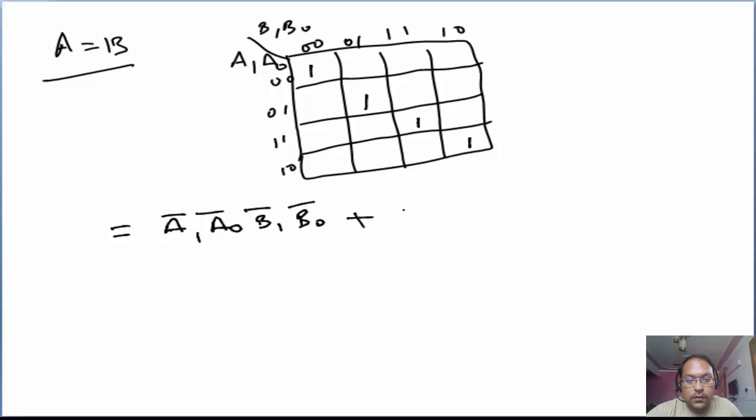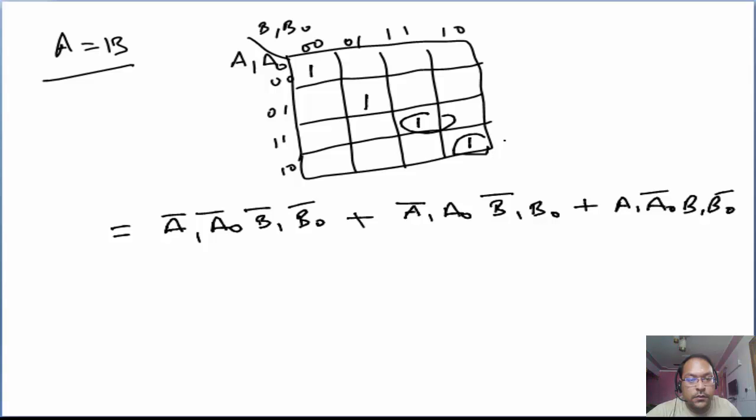Plus A1 bar, A0, B1 bar, B0 plus A1, A0 bar, B1, B0 bar. This is for the third one, and for the fourth one plus A1, A0, B1, B0. So we can see here that we cannot minimize it further, but we can rearrange it so that we can represent this in some basic gates form.